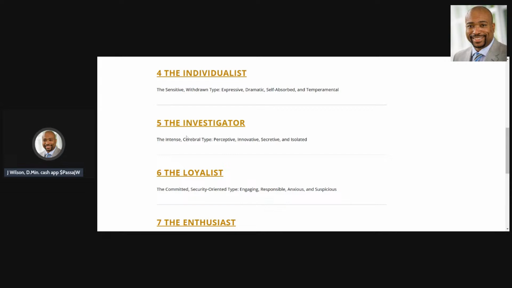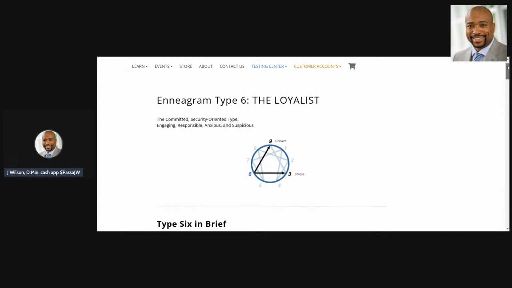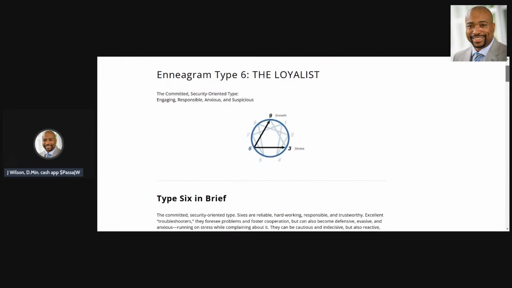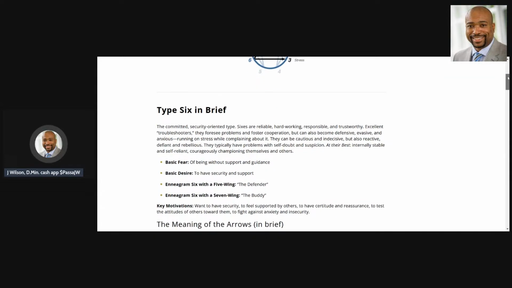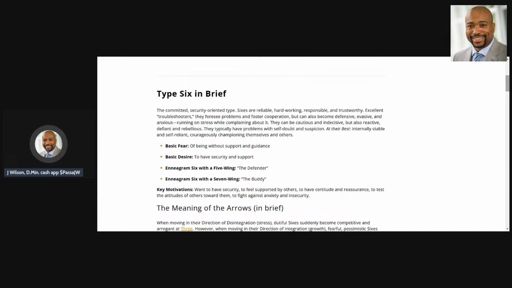Let's move on to number 6, the loyalist. The committed, security-oriented type, engaging, responsible, anxious, and suspicious. Sixes are reliable, hardworking, responsible, and trustworthy. Excellent troubleshooters. They foresee problems and foster cooperation, but can also become defensive, evasive, and anxious, running on stress while complaining about it. They can be cautious and indecisive, but also reactive, defiant, and rebellious. They typically have problems with self-doubt and suspicion. At their best, internally stable and self-reliant, courageously championing themselves and others.